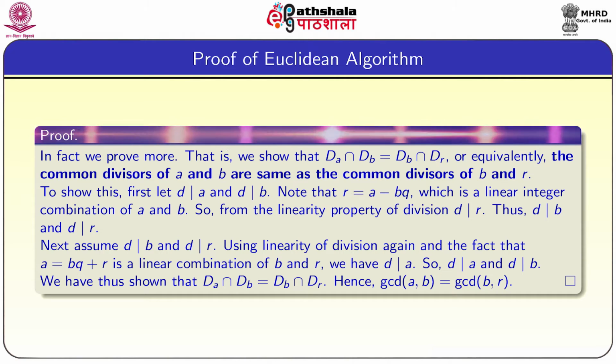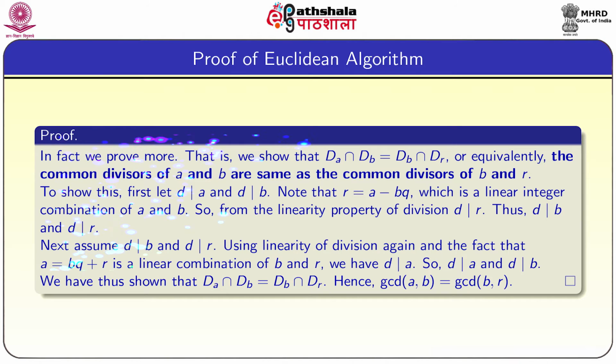The proof follows like this. In fact, in this proof we will prove more, that is, we will prove that dA intersection dB is equal to dB intersection dr. That means we will prove that the common divisors of A and B are the same as the common divisors of B and R, then automatically their maximum values are also going to be equal. So, that is why the result we had to show is GCD of (A, B) equals GCD of (B, R), but we are proving more, that is, their common divisors are equal. So, the proof goes like this.